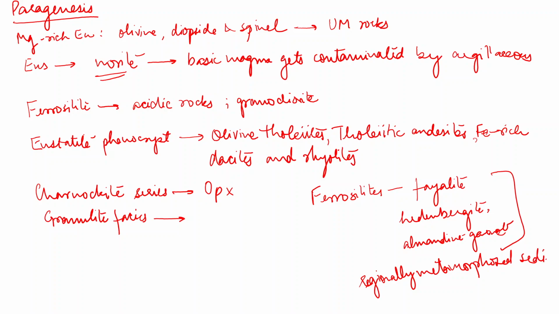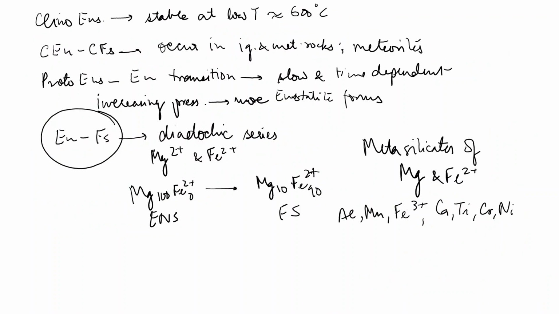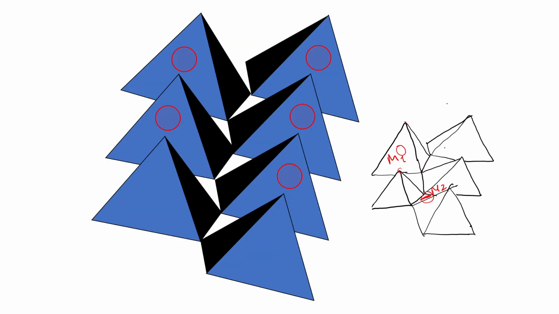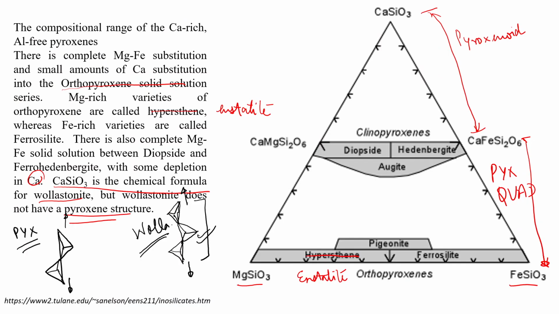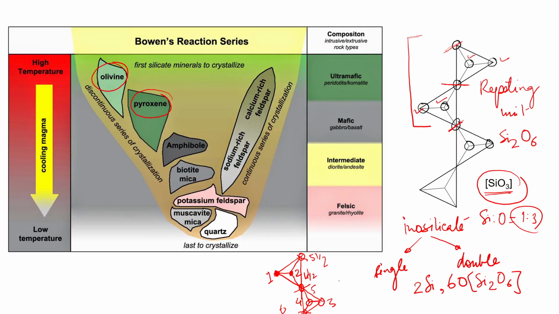Sometimes clinoenstatite, often intergrown with orthoenstatite, occurs in meteorites, in which environment its formation from the orthorhombic phase due to stress is indicated. So these are the various types of occurrences, and if you write these points in bullet form, you can easily discuss the paragenesis of the pyroxenes.